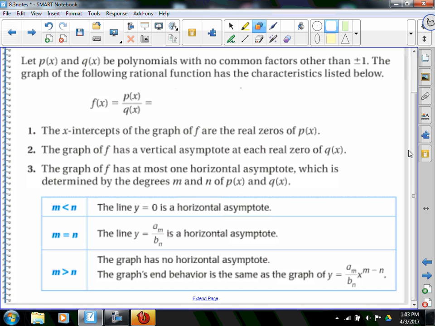So I'm going to put in a specific instance in that bottom part of the table. Something like if we had y equals 1 over x. If you recall, that had a horizontal asymptote when y equals 0. For the part where m and n are equal, if we had something like y equals 7x squared plus 5 divided by something like x squared plus 1, what they're telling us there is that the line y equals a over b, or 7 divided by 1, or y equals 7 would be where the horizontal asymptote would be.